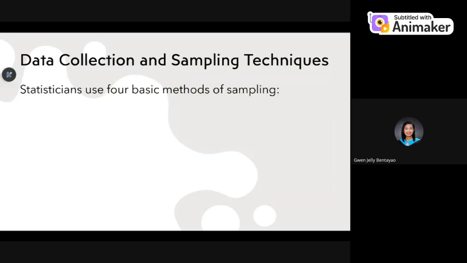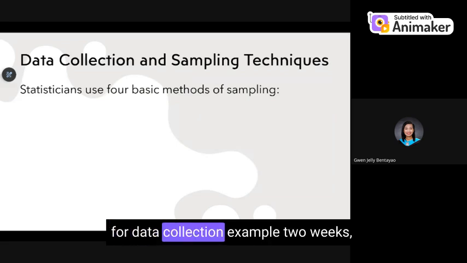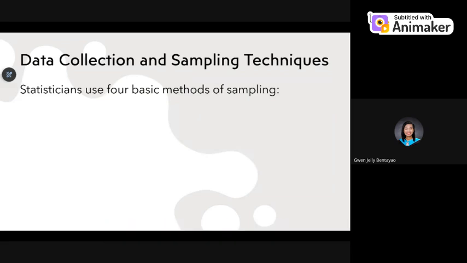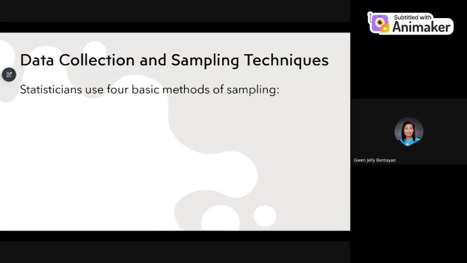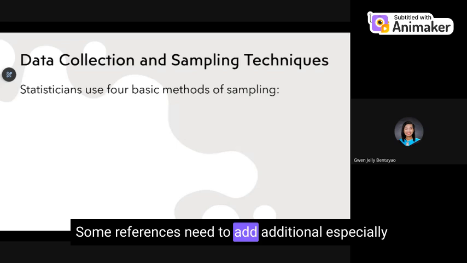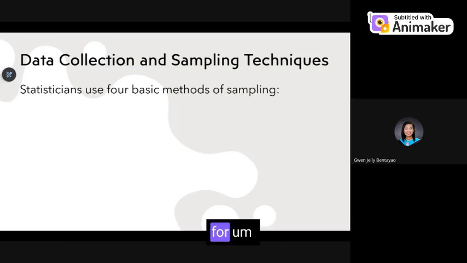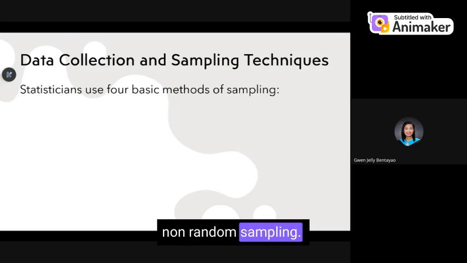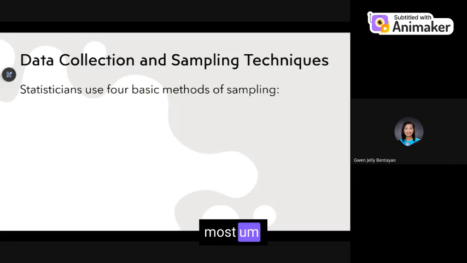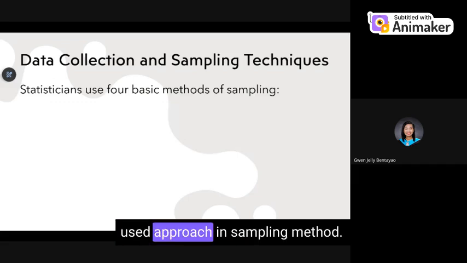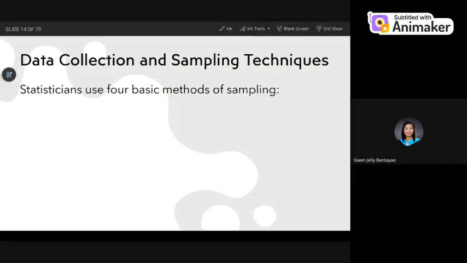Now, for data collection in sampling techniques, there are 4 basic methods, but these are not limited to this. Some references would add additional ones, especially for non-random sampling. But here, we will just be focusing on the most systematic, most used approaches in sampling methods.